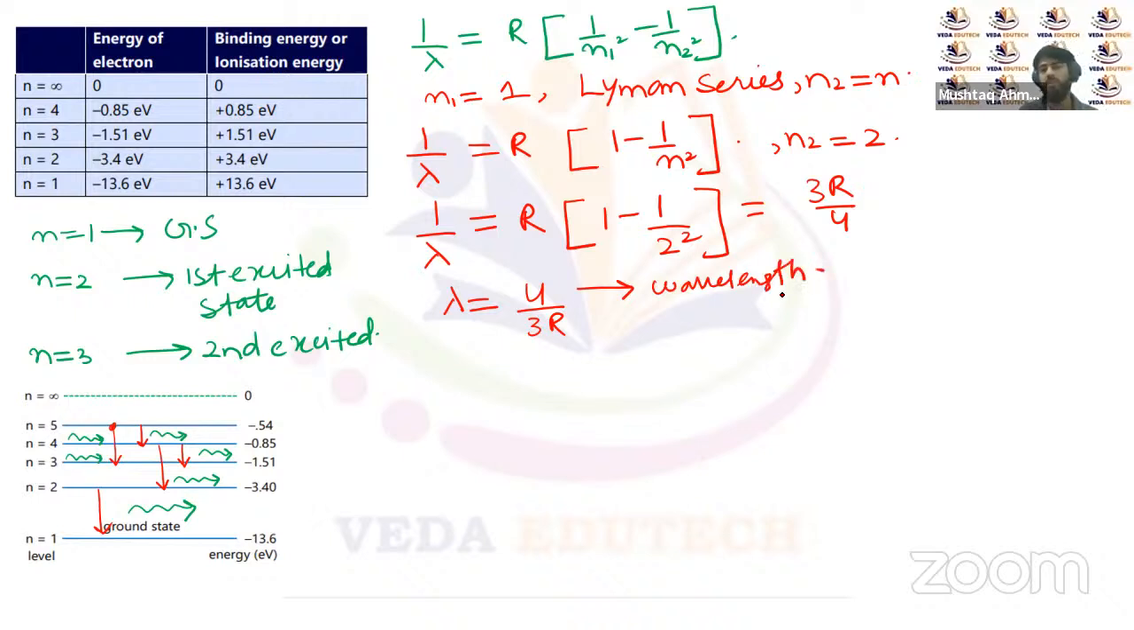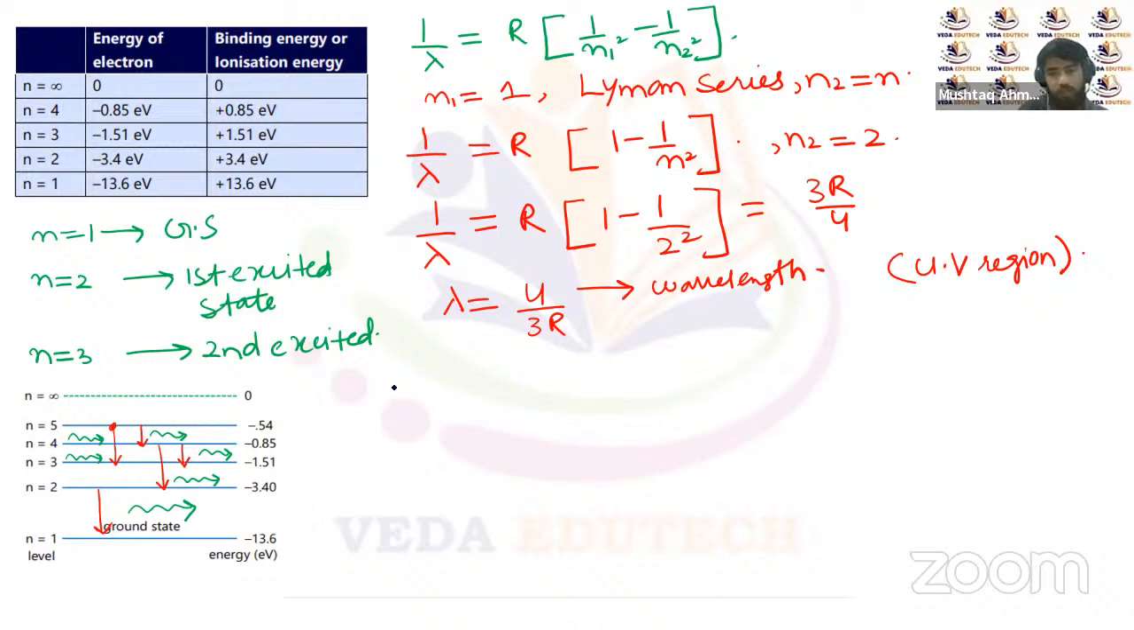Similarly, any transition can be made for this Lyman series. There are actually an infinite number of transitions possible for n2. If n1 has the fixed value equal to 1, we call this transition the Lyman series. This series falls in the UV region of the electromagnetic spectrum.